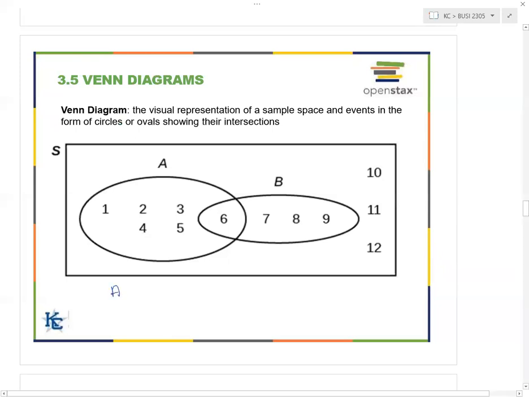If I wanted A intersect B, I'm looking where my two circles overlap. So my A intersect B would be the set that contains 6. If I want just my set A, then I'm looking at everything that's in the circle of A. So that's 1, 2, 3, 4, 5, and 6. If I want my set B, it's everything that's in the circle of B. So that's 6, 7, 8, 9.